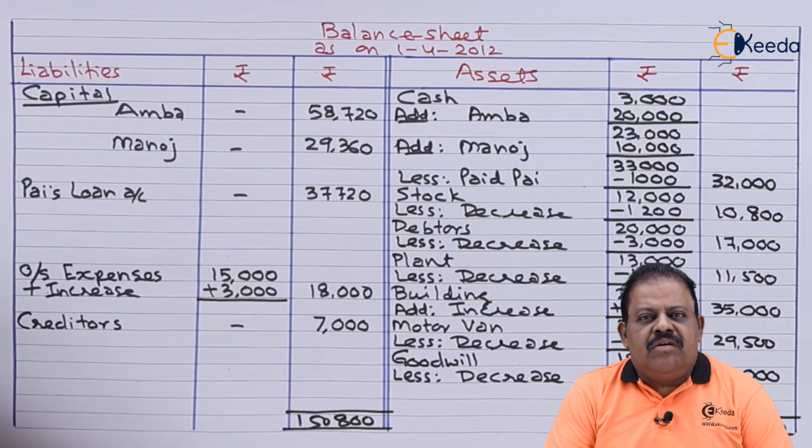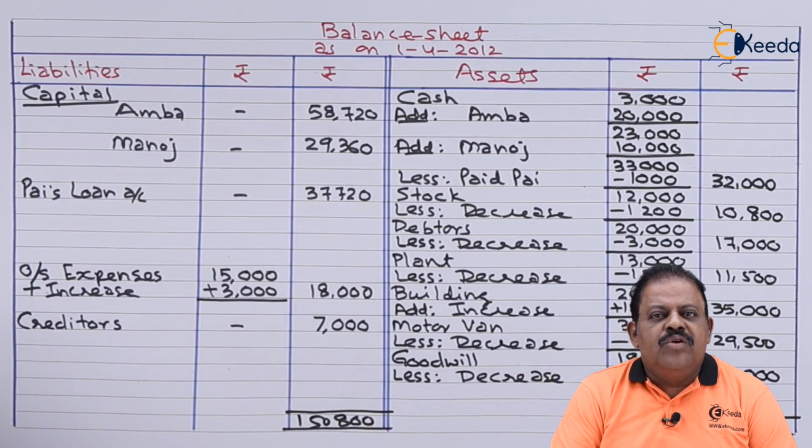In this question, we learn how to give effect to adjustment of goodwill when goodwill already appears in new balance sheet.